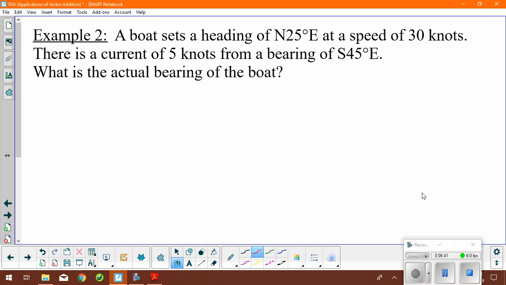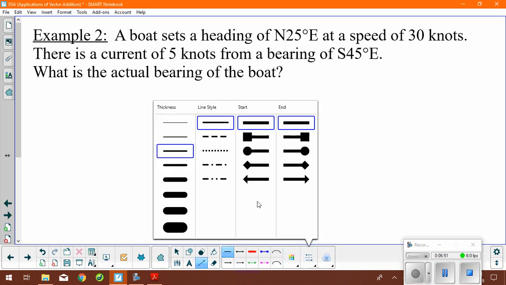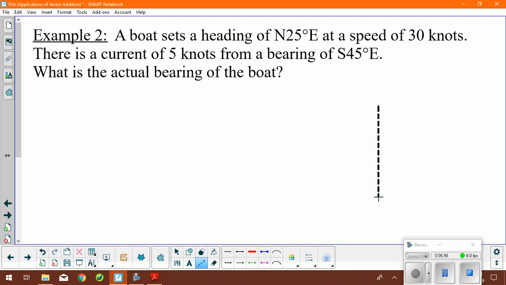So again, we'll start with the diagram. And because I'm not going due south this time, I'm actually going to set up a little axis first so we can see what we're doing here. Okay, so we have north 25 east, so it'll be somewhere in here at a speed of 30 knots.